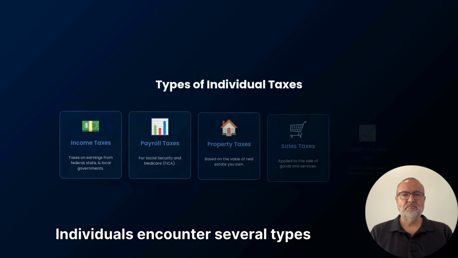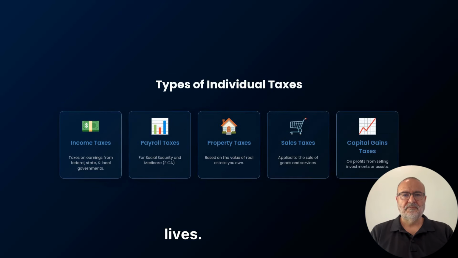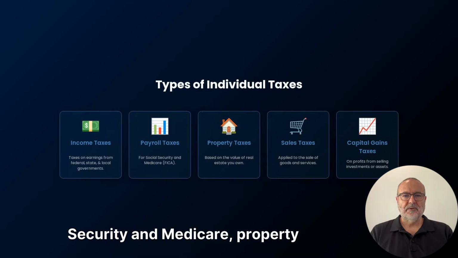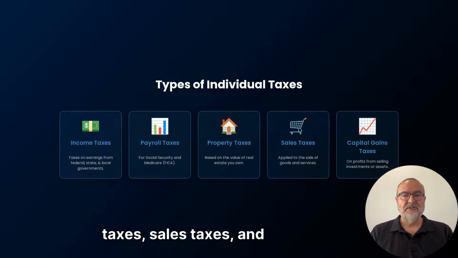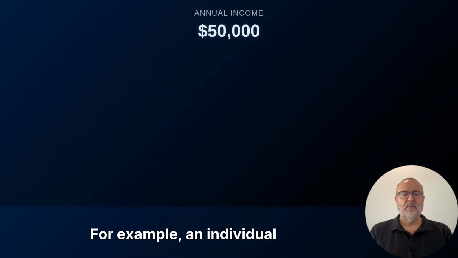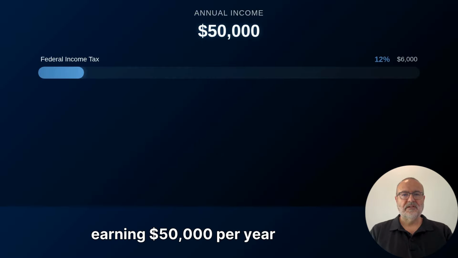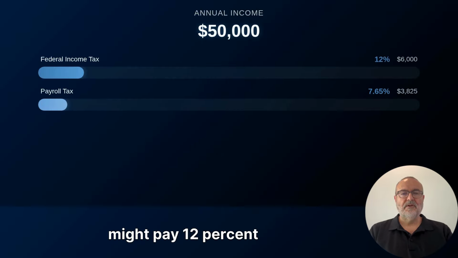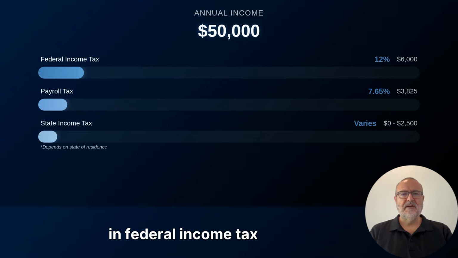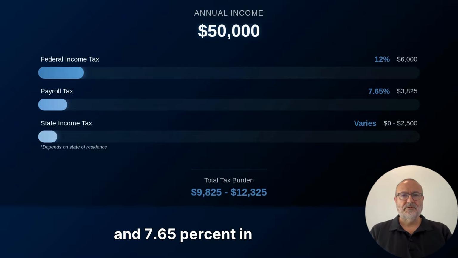Individuals encounter several types of taxes throughout their lives. These include income taxes, payroll taxes like Social Security and Medicare, property taxes, sales taxes, and capital gains taxes. For example, an individual earning $50,000 per year might pay 12% in federal income tax and 7.65% in payroll tax, plus potential state income tax.